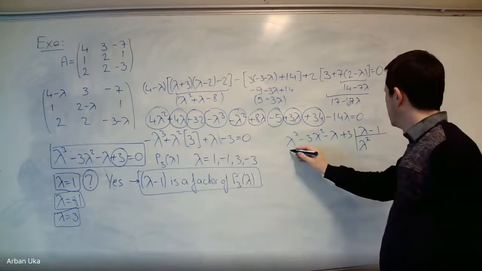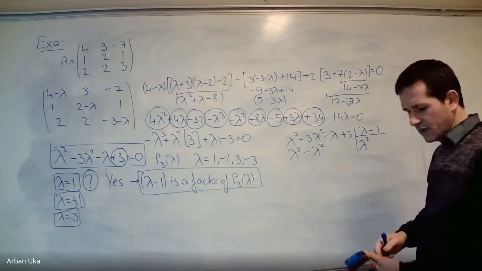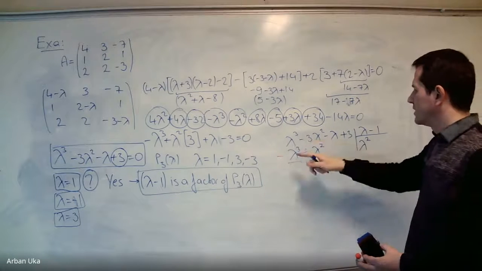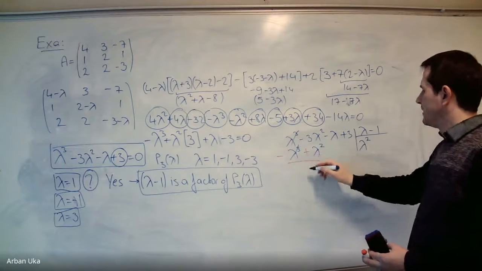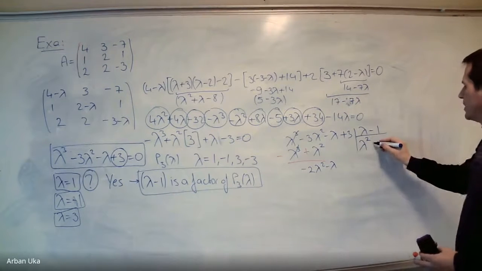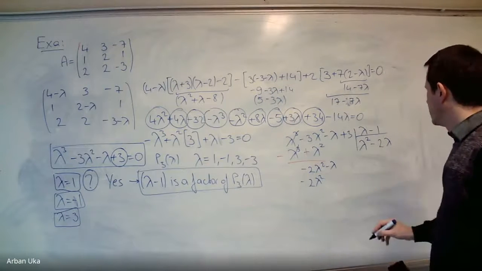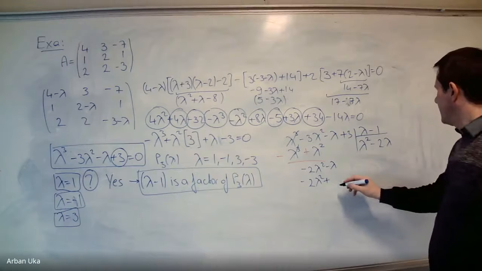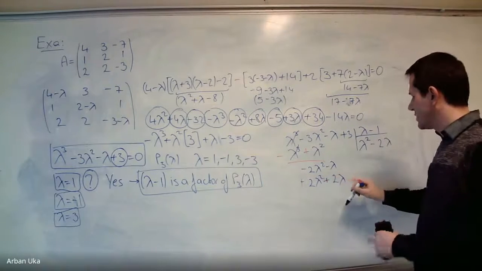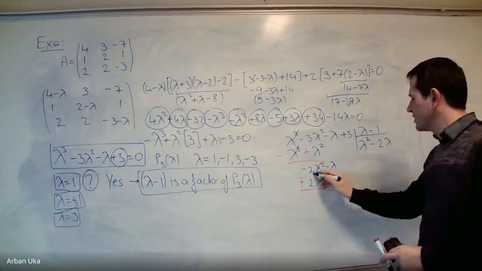We get lambda squared. So this is lambda cubed minus lambda squared. Then we put a minus, this becomes plus. So here lambda cubed minus lambda cubed cancels out. This is minus 2 lambda squared minus lambda. Then here we get minus 2 lambda. This is minus 2 lambda squared plus 2 lambda. Then we change the sign, we make this plus, this becomes minus. Okay, we subtract those, so these are gone.